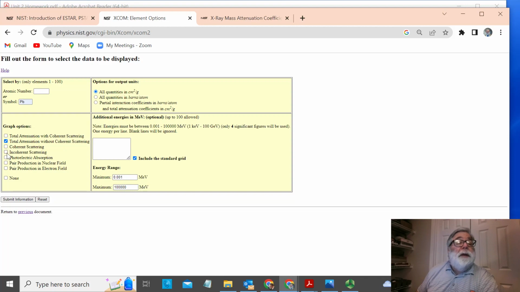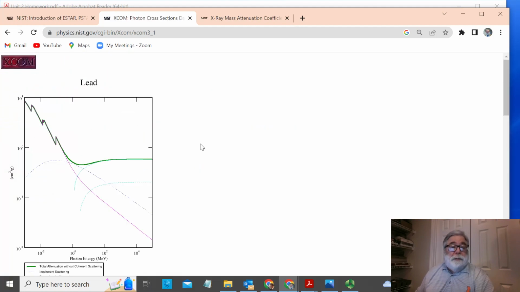I am interested in the total attenuation. I would like to know about incoherent scattering. Incoherent scattering is another name for Compton scattering. It's when energy is transferred to the electron. Photoelectric effect I'm interested in, and pair production. So what are the energies I'm interested in? I'm interested in 1 MeV, and I'm interested in 3 MeV. It's going to give me a range of energies, but it'll highlight the ones I'm interested in. So here's a graph showing us the total cross-section.